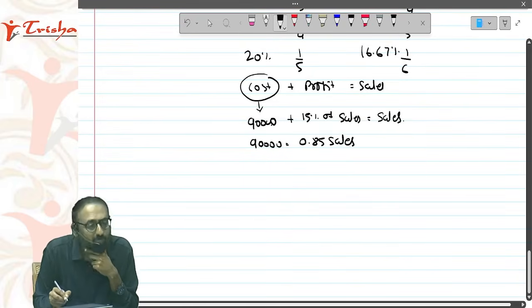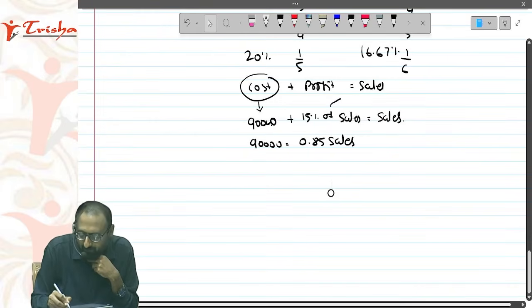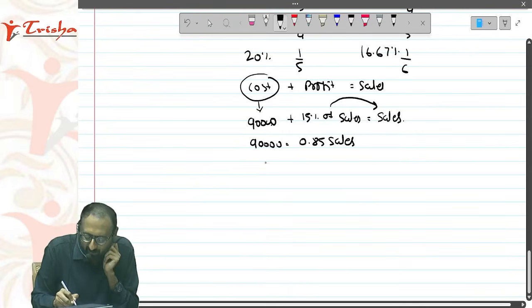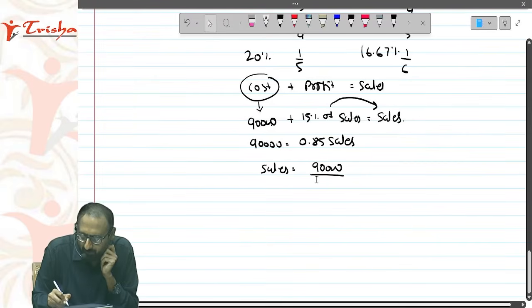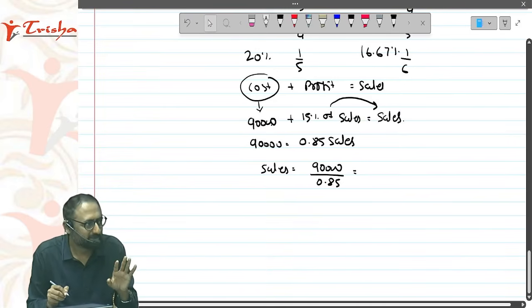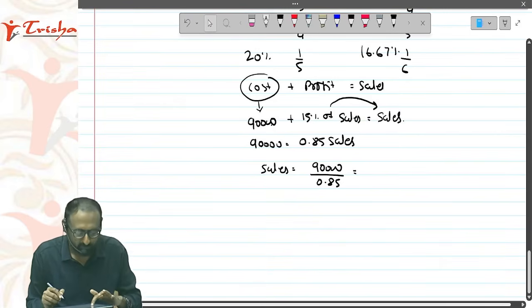Is it correct or wrong? This 0.15 will be transferred to the right hand side. 1 minus 0.15 will be 0.85. Kindly tell me how much will be the sales value then. 90,000 divided by 0.85. Are you getting the point? How to work that?